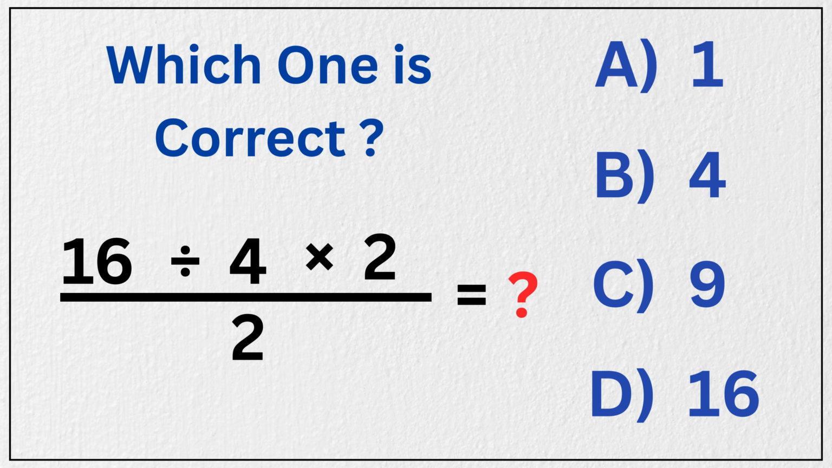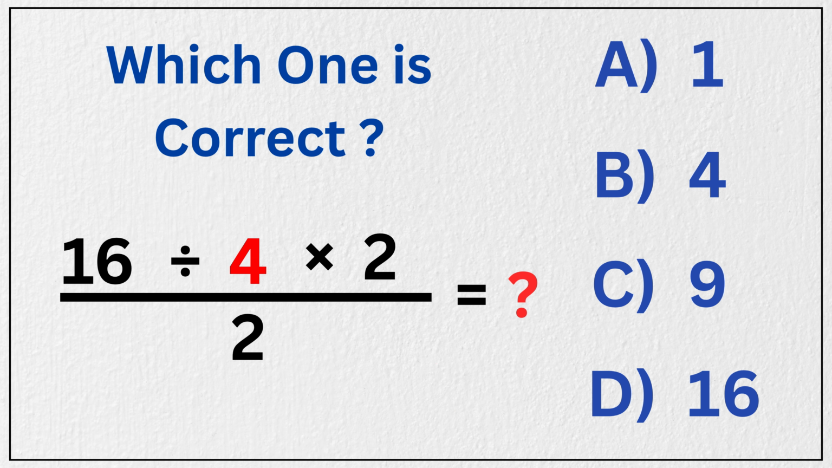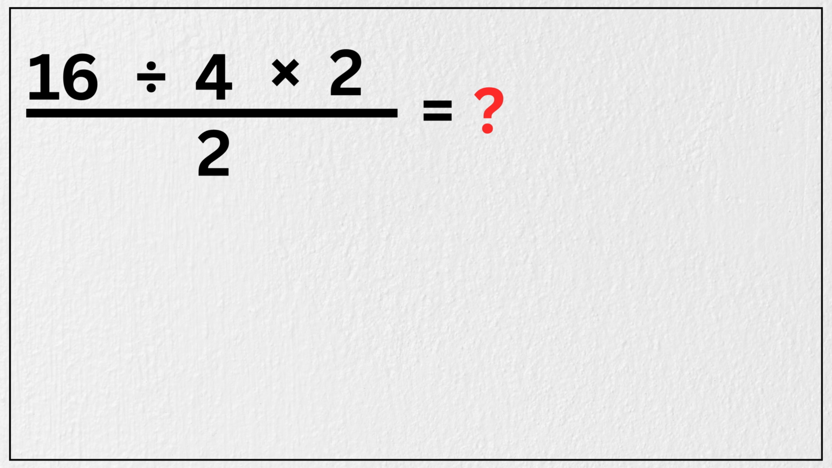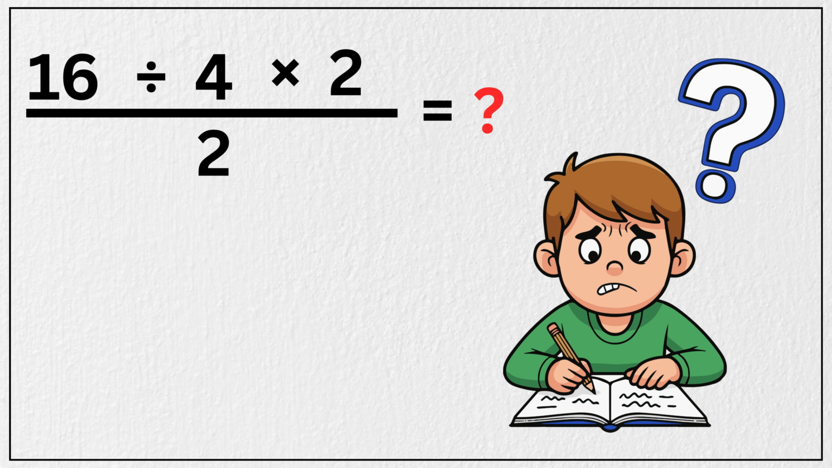Let's take a look at a math problem that looks very simple at first, but actually confuses a lot of people. The question is this: what is the value of 16 divided by 4 multiplied by 2 divided by 2? That's it. Just a short expression with no brackets, no exponents, and only the numbers 16, 4, and 2. Now, the reason this question causes so much confusion is that people often jump straight into calculations without thinking carefully.